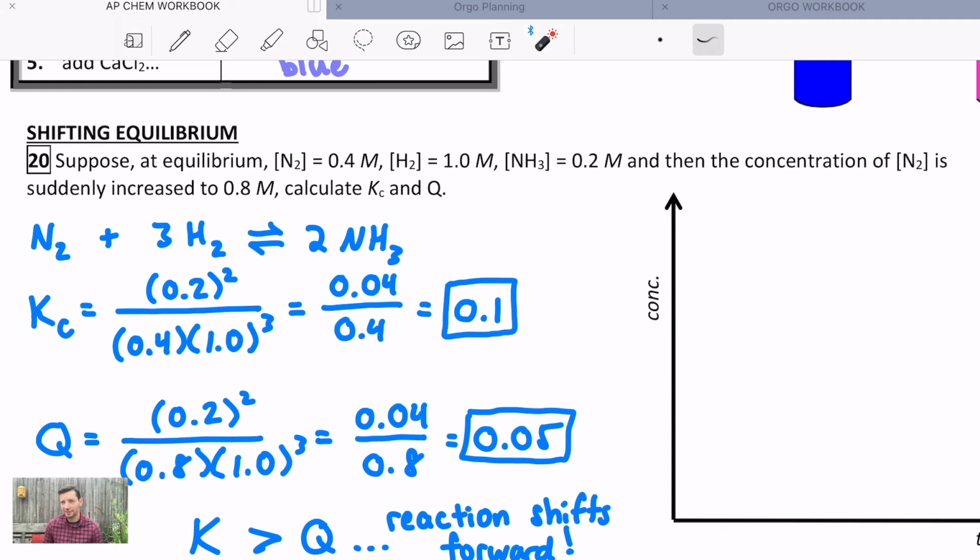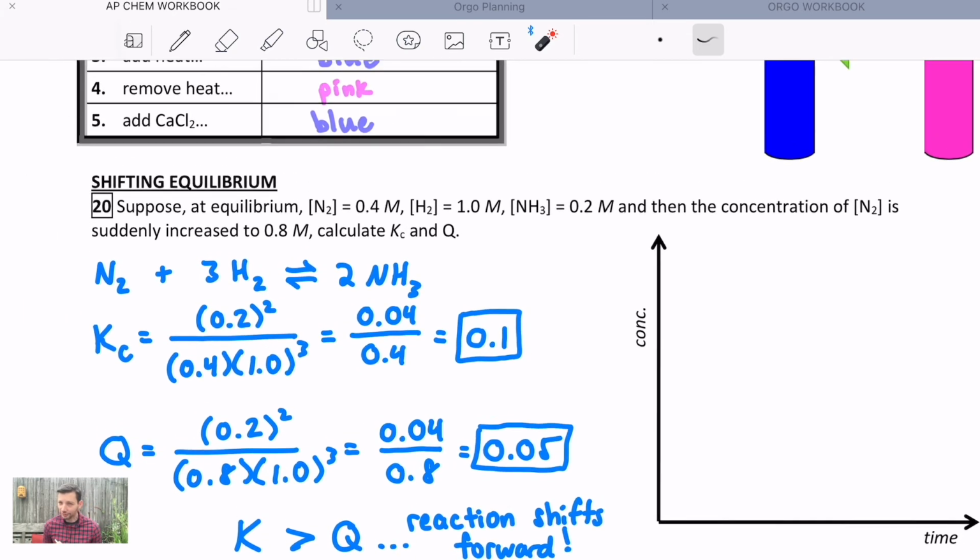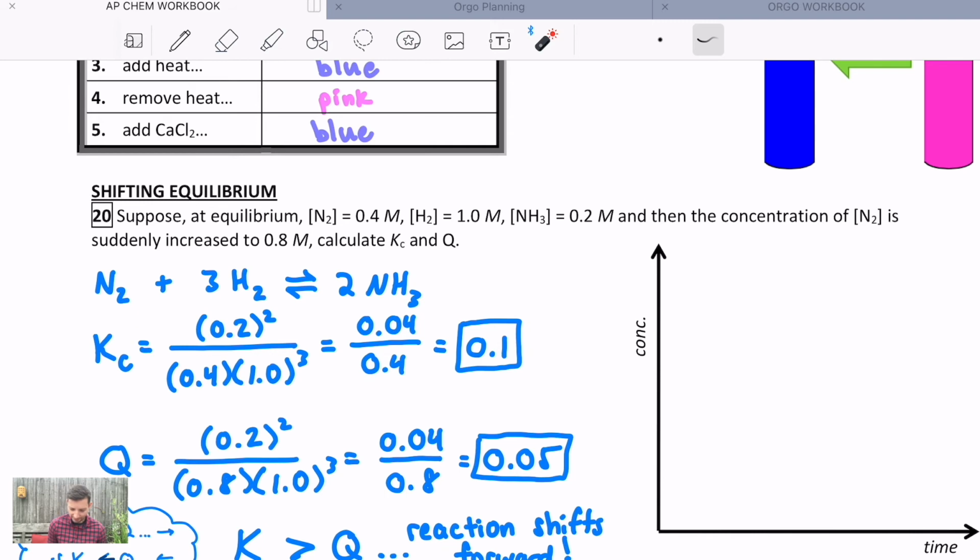There is not enough numerator, there's not enough product for this to be at equilibrium, so we're going to get more forward reaction. That's exactly what we just said with Le Chatelier's principle. This is the same thing. Comparing Q and K is applying Le Chatelier's principle. The reaction shifts forward.